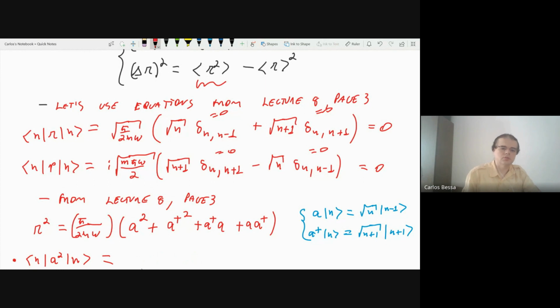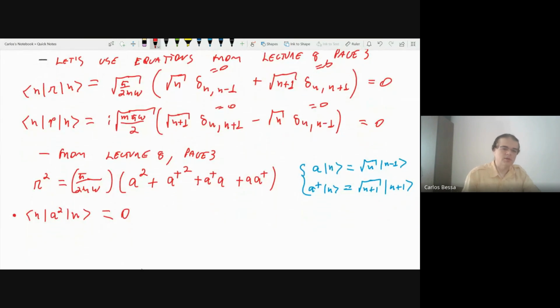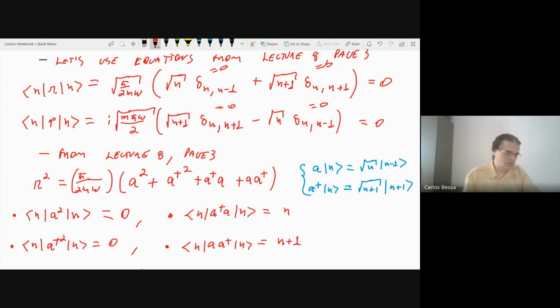Okay. This is 0, it's easy to check. Let's just use these properties here. This first is 0. The second is also 0. The second term is a dagger squared to the n. And the others, this a dagger a to the n will give us n, and this a a dagger to the n gives us n plus 1. Okay, let's see very quickly here. These terms will be 0, because this will apply twice.